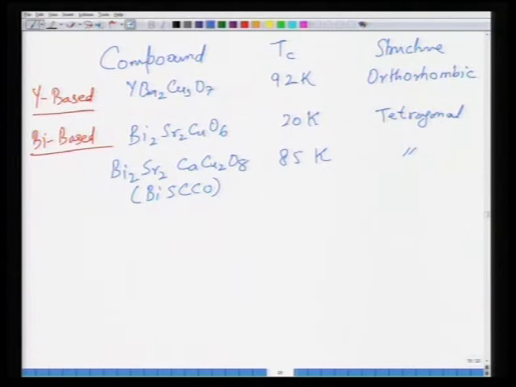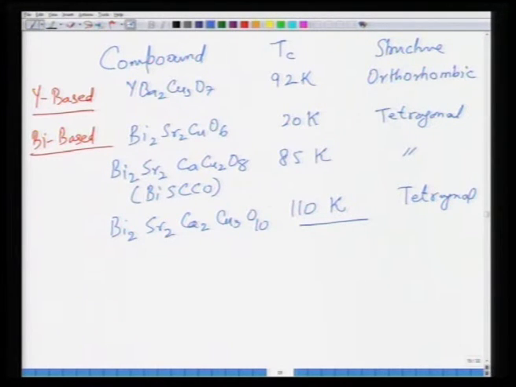And this again has a tetragonal structure, with a much bigger unit cell. Another one, you can make some more alterations. Bi2 Sr2 Ca2 Cu3O10: you have increased CuO and CaO2, so you have increased another oxygen and another copper, and this gives rise to 110 Kelvin, and this is again tetragonal. So if you change the BISCO composition, you can have the Tc as high as 110 Kelvin.